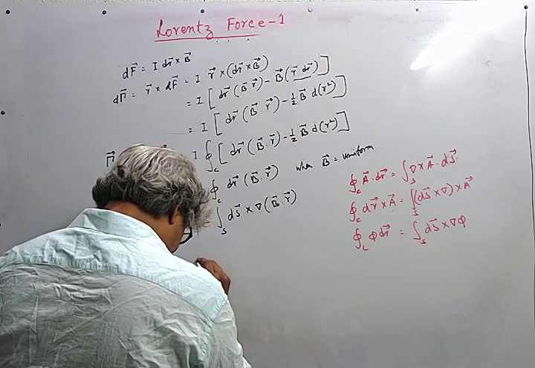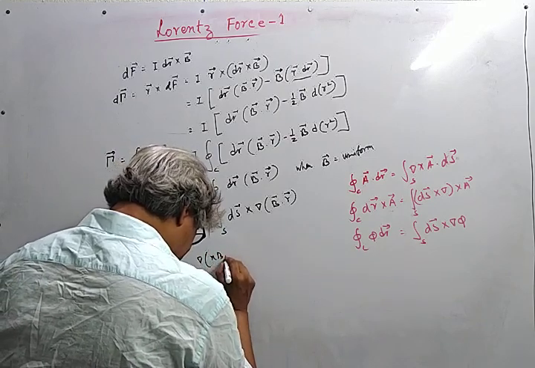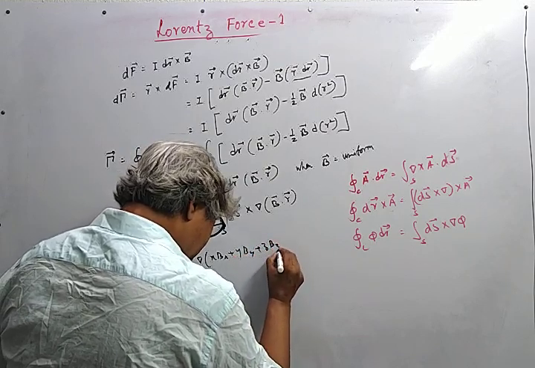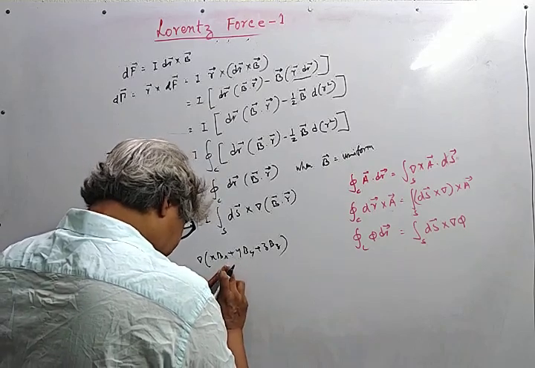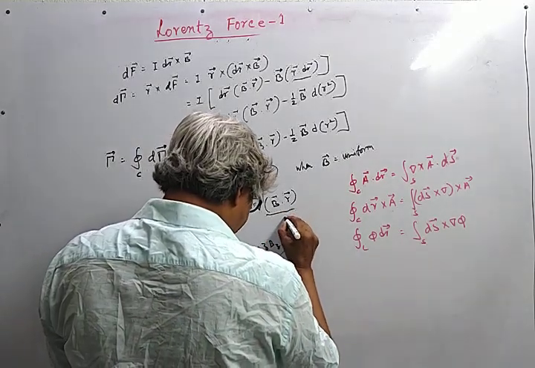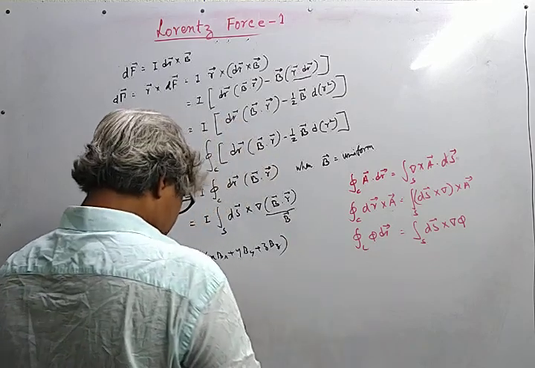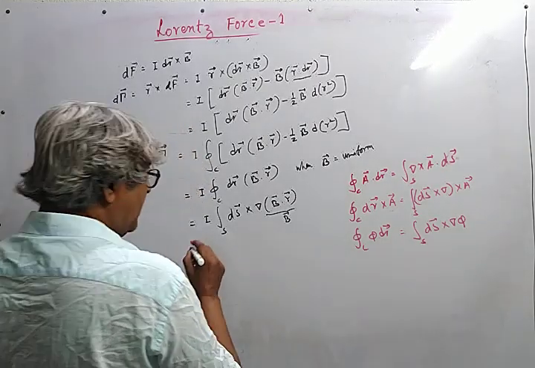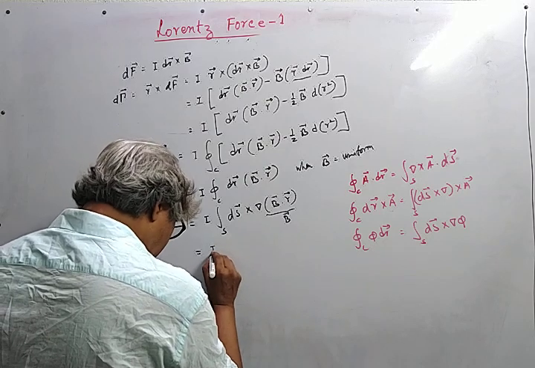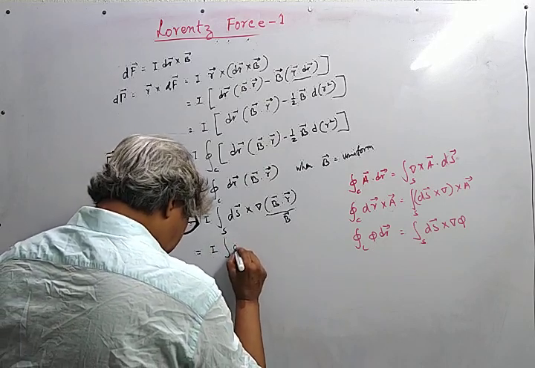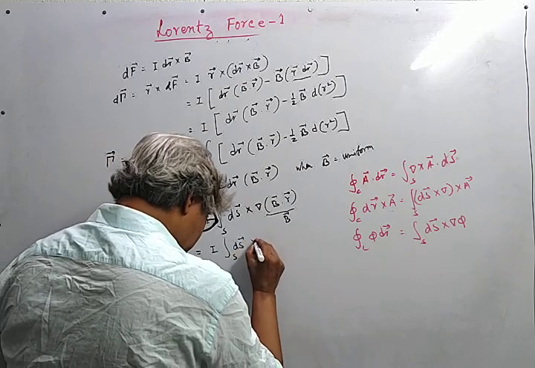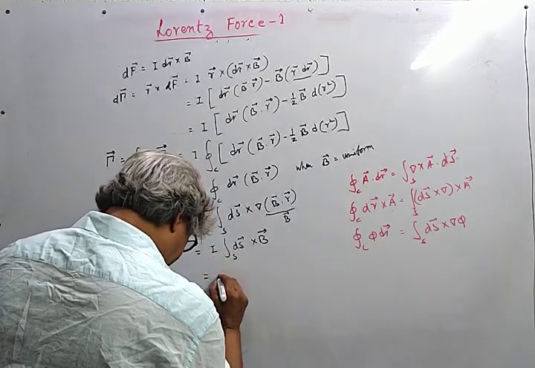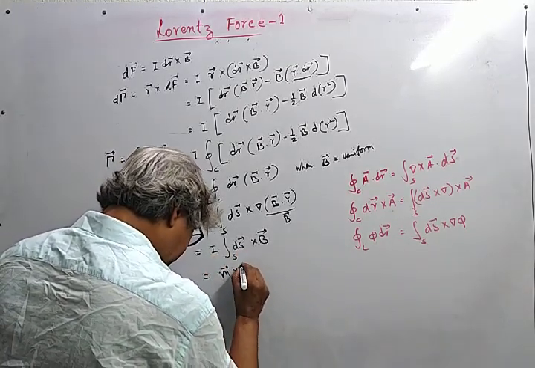This is nabla operating on x Bx plus y By plus z Bz. When del del x operates, it is simply Bx. So for uniform B, this is simply B. So we come to the situation that the torque is I ds cross B. So I ds can be considered as the dipole moment M cross B.